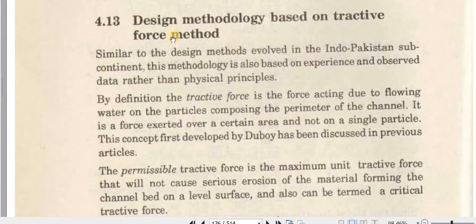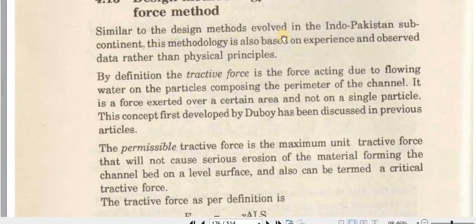Next is design based on the tractive force method. Similar to the design method evolved in the Indo-Pakistan subcontinent, this methodology is also being practiced and observed. By definition, the tractive force is the force acting due to flowing water on the particles in order to erode the particles and to lift the particles which are already in suspension. Considering the perimeter of the channel, it is a force exerted over a certain area and not on a single particle. So the tractive force method basically focuses on a complete area, the complete channel cross section, instead of a single particle.